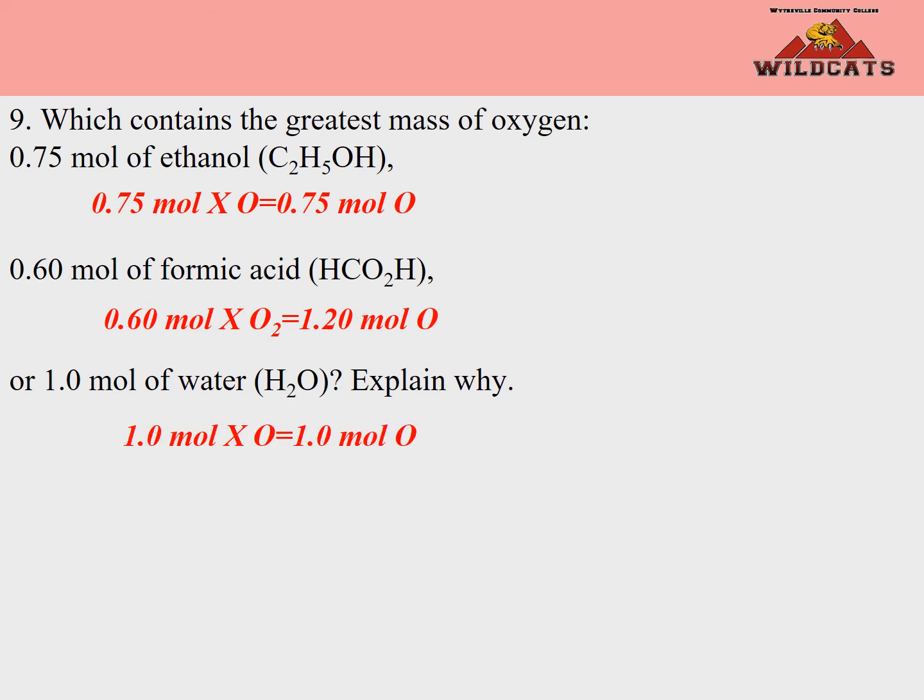Or the 1 mole of water. Well, water only's got 1 oxygen in it, so 1 times 1 is 1. And so what you'll notice is the one that has the greatest number of moles, because then you would just take all these and multiply them by 16.00. And we end up with formic acid has the greatest moles of oxygen.